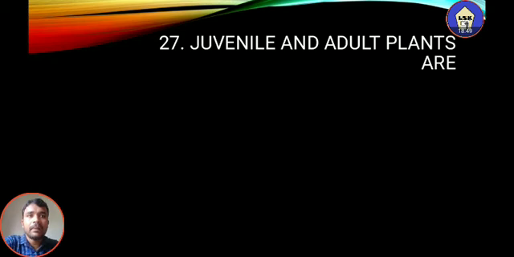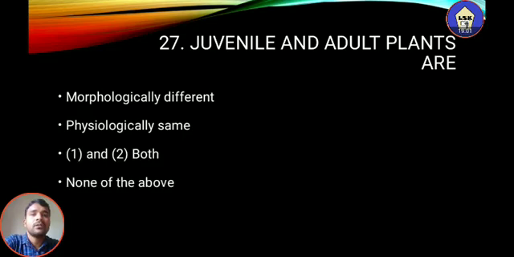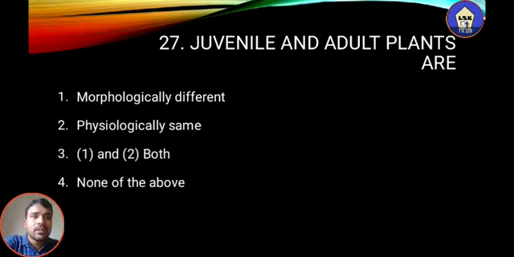Juvenile and adult plants are. Option A, morphologically different. Option B, physiologically same. Option C, first one as well as second one. And option D, none of the above. So what is the right answer here?